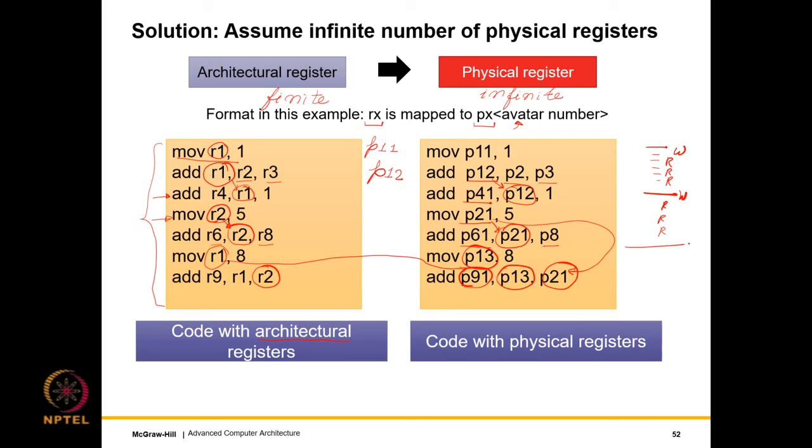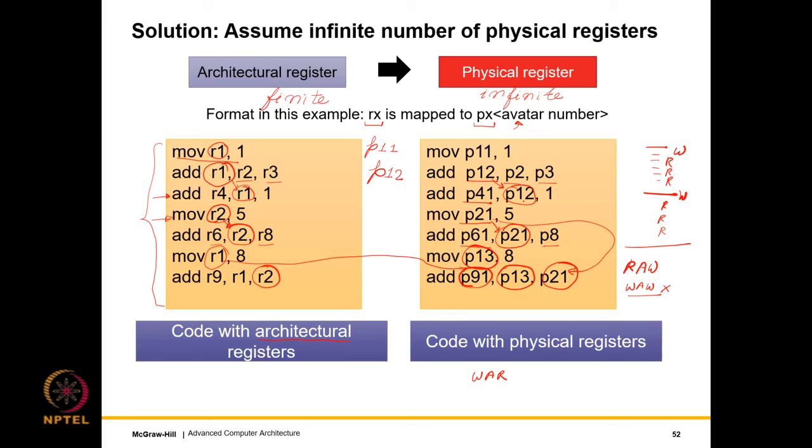So let us look at each of our dependencies. The read after write dependency is holding because we are always reading the latest version. Write after write dependencies, there are none, because we are assuming that we have an infinite number of physical registers. So we will never actually write to the same register twice. Given that, there will be no write after write dependencies, hence we do not have to bother about them. What about write after read dependencies? Again, we will not have to bother because the read is using the previous avatar.